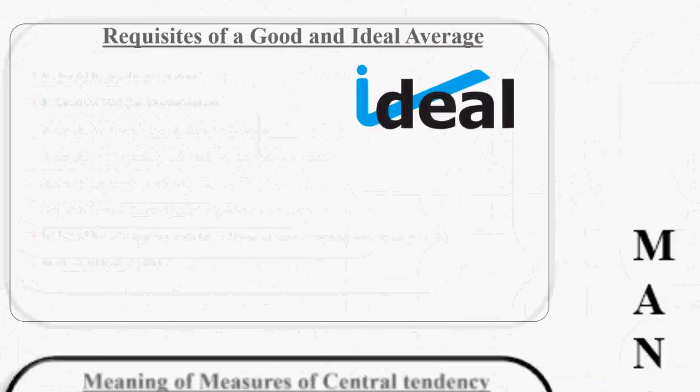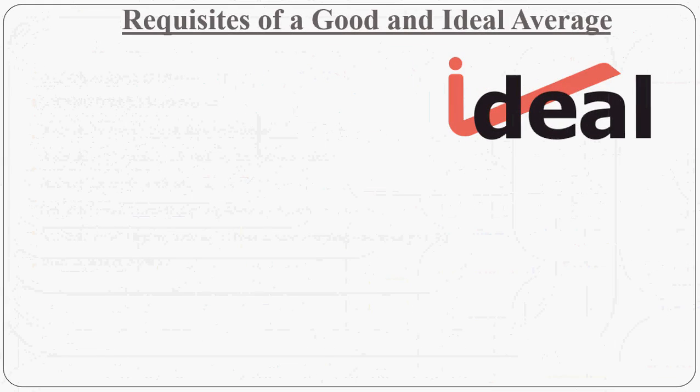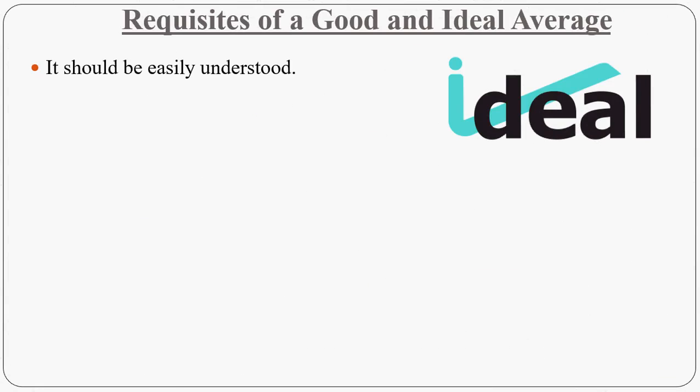Now let us go on to the requisites of a good and ideal average. The first requisite: when you prepare an average, it should be easily understood. If you are making it, either it may be myself or yourself, anyone should be in a position to easily understand. So this is the first requisite. The second requisite is it should be simple in calculation. It should not be complicated. It should be very simple.